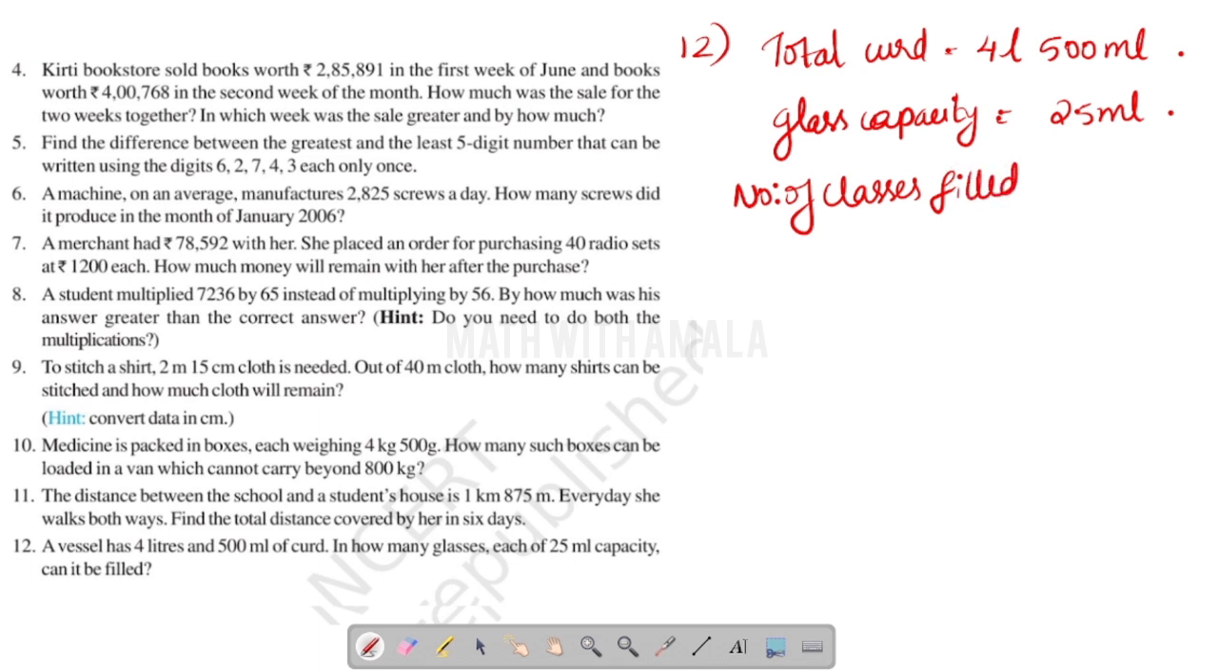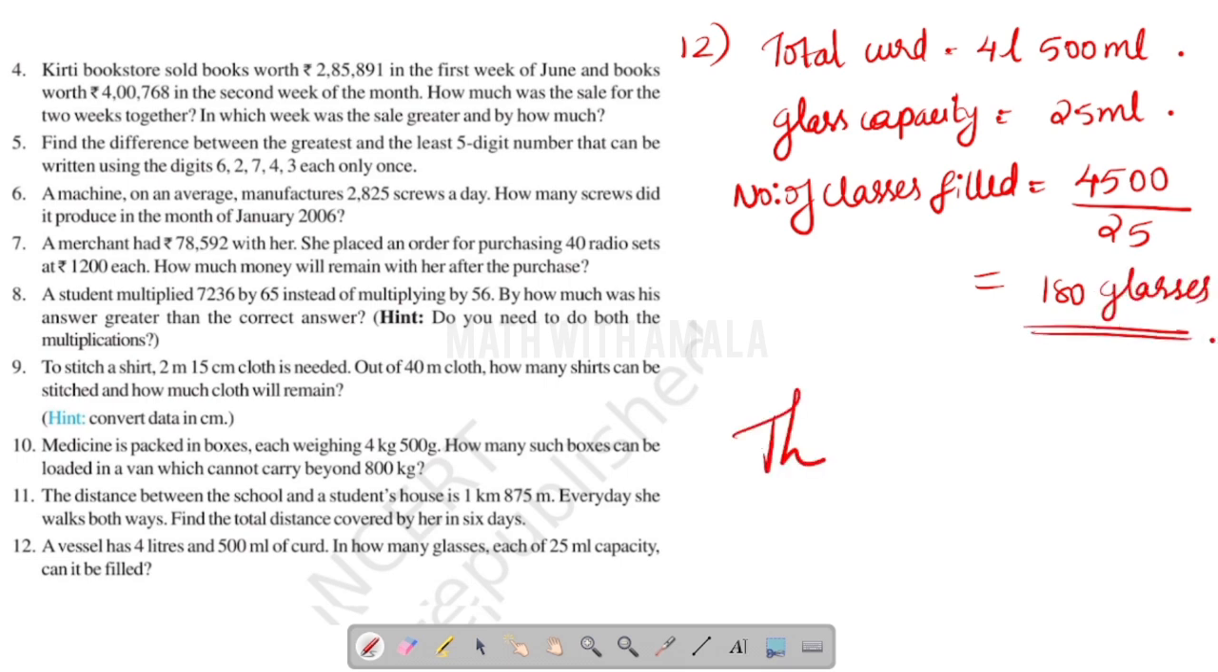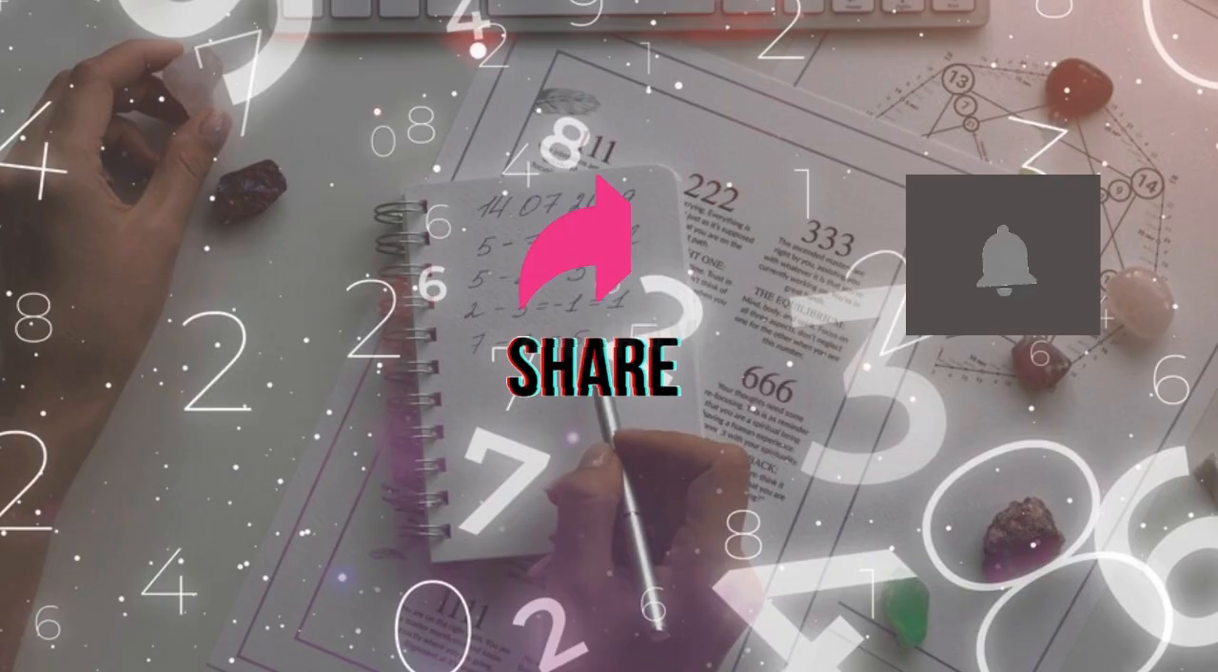So the number of glasses which can be completely filled is 4500 divided by 25. That means we have converted the whole curd into milliliter. So 4500 milliliter divided by 25. So the answer is 180. So in 180 glasses we can fill the curd completely.